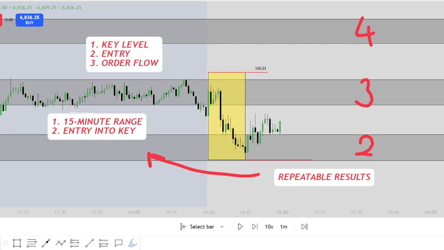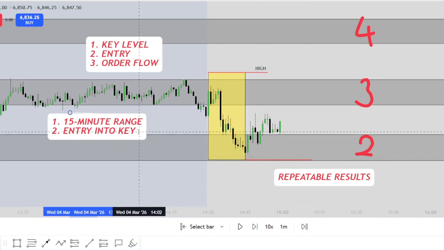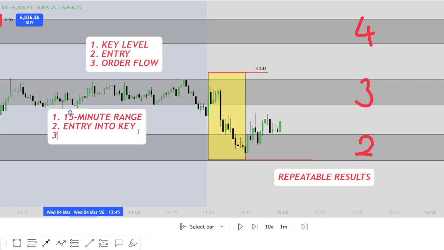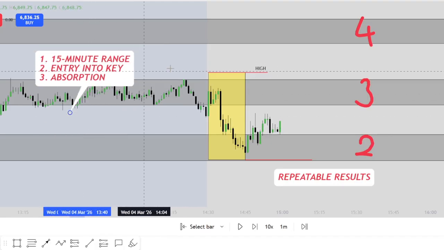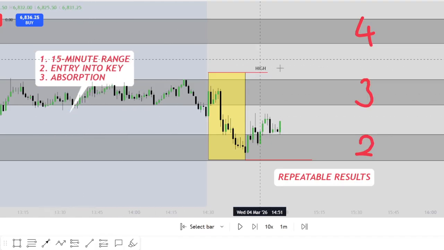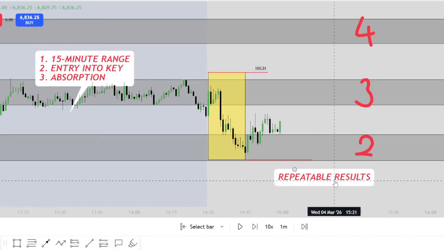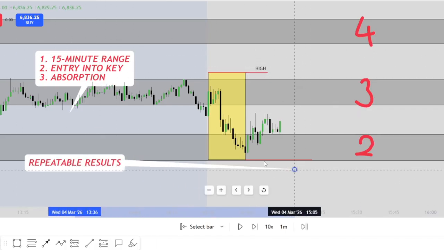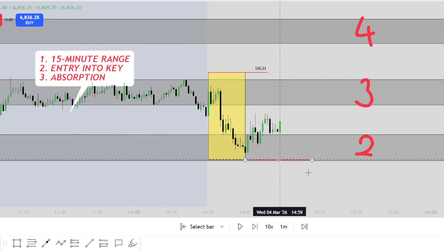Once you've identified that, once you've got your key levels in place, the next thing you're looking for is an order flow based entry. This is the last thing. You're basically looking for absorption, and I'm going to break down in this video what absorption actually means. So these are your inputs right here: 15-minute range break, entry into a key level, break and retest, and then absorption, and they all follow each other. This is how you get repeatable results. It's always going to be one of these three things that you're missing if you're not repeatable.